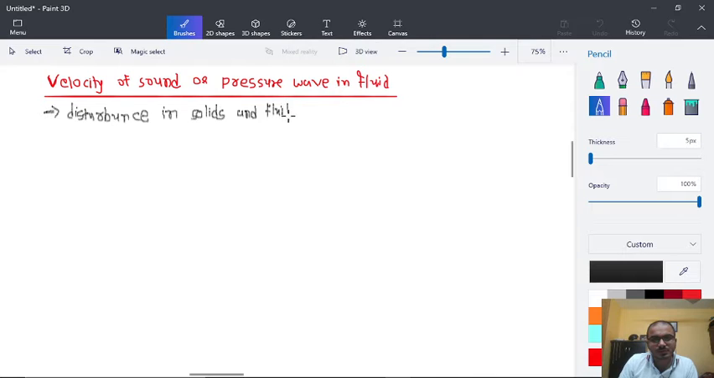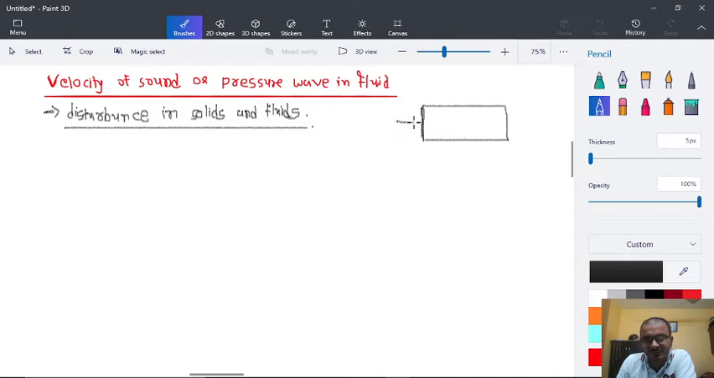Okay, so whenever a disturbance is created in solids or fluids, it is transmitted from one point to another. So let's take a small section of any solid or fluid, and if some form of disturbance is created from this side, then it will be transmitted in this way, from one point to another point. And how is it transmitted? It is transmitted through one molecule to another molecule.